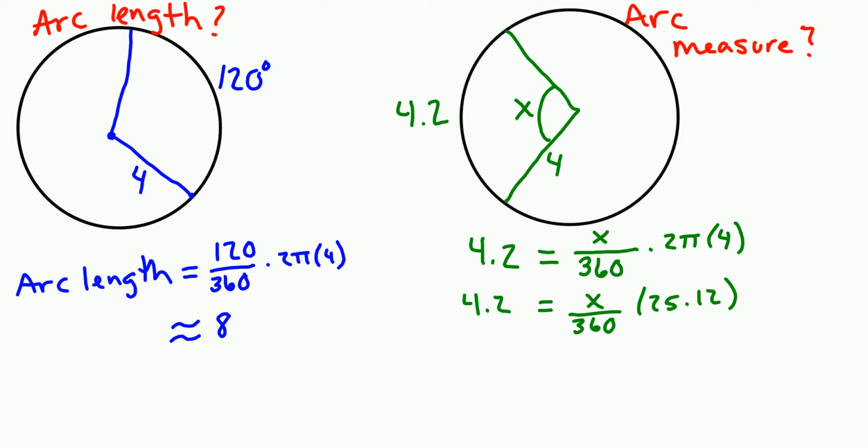Multiply both sides by 360. So we get 4.2 times 360 gives us 1512. And then we divide both sides by 25.12. So x is approximately 60.2 or 60 degrees. Right, so that's arc length. Pretty straightforward, just memorizing the formula.